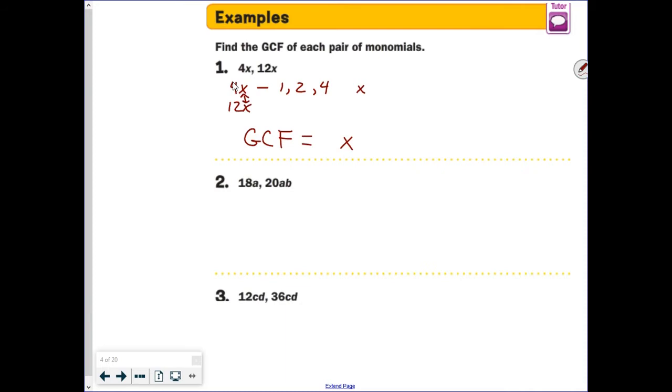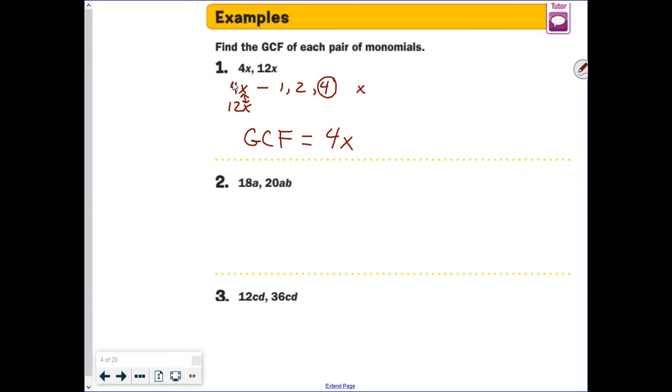Then I would also look at my numbers going backwards. 4 is the largest factor of 4x. Also, I'm going to ask myself, does 4 divide into 12? And yes, 4 does divide into 12. So my largest factor of 4x is also a factor of 12x. Therefore, the greatest common factor of 4x and 12x is 4x.